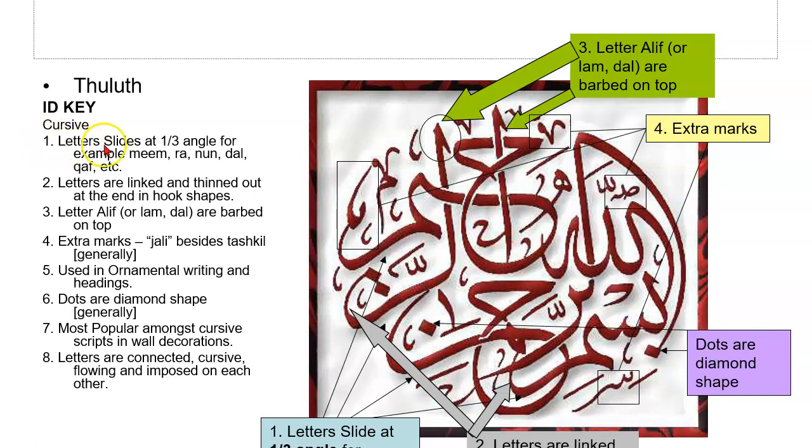The ID key for Sulus: letters slide at a one-third angle. For example, mim, ra, nun, dal, qaf. So if you look at it, there's a pattern, a degree angle that could be said to be 30 degrees sliding. And that is the reason why it's called Sulus or one-third, because of the angle the letters slide. That's just one of those theories that people came up with to explain why it's called Sulus or Thuluth. In Arabic, it means one-third again. So they said this is the reason why.